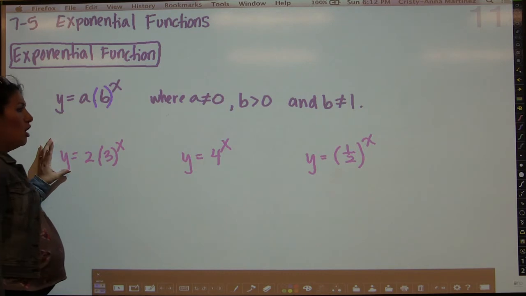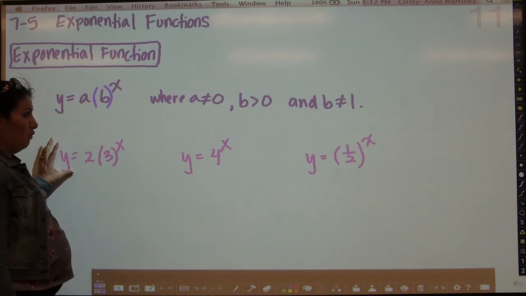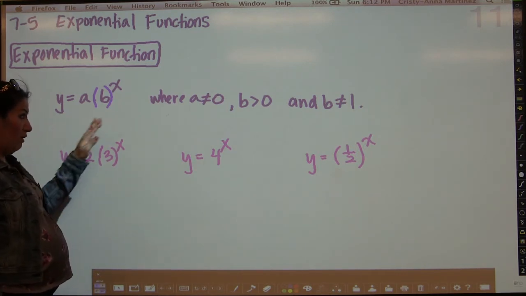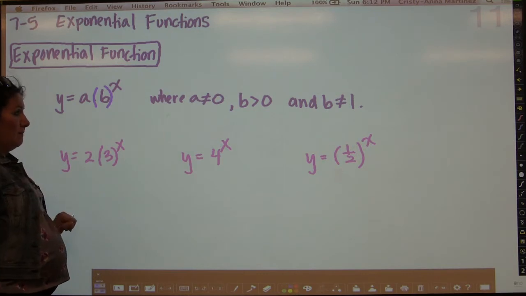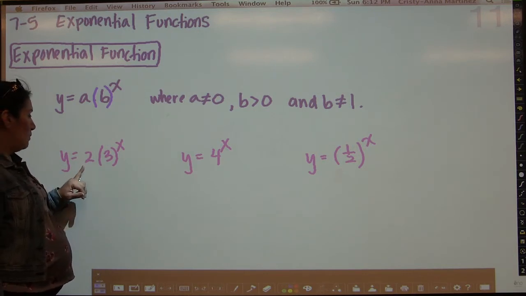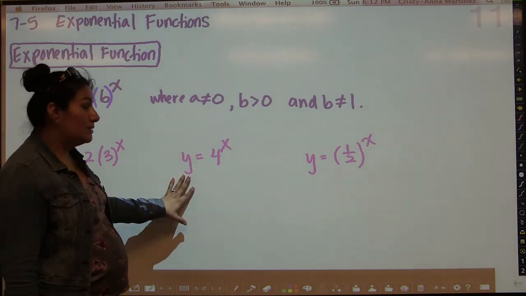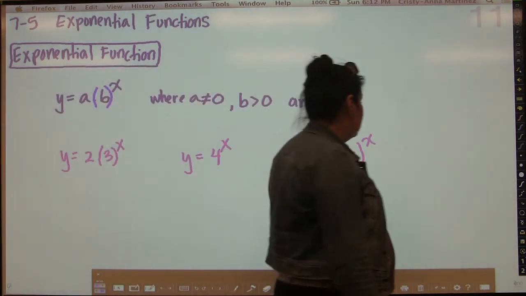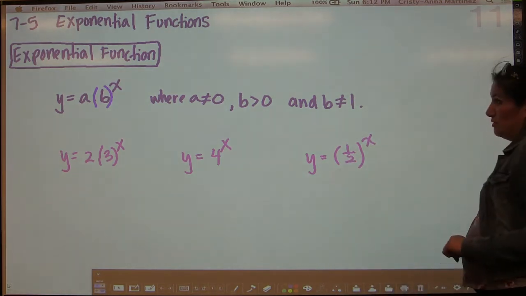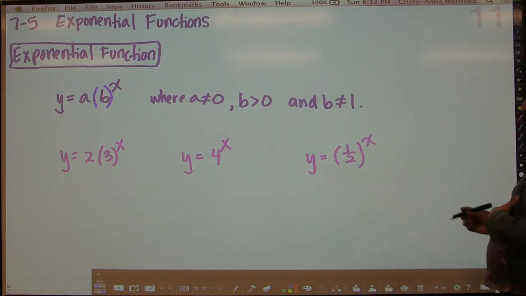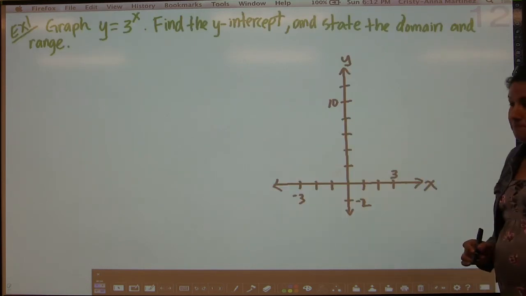So here in pink, we do have some examples of what an exponential function would look like. It follows all of the requirements. We have y equals 2 times 3 to the x. You could have y equals just 4 to the x, or y equals 1/2 to the x. So all of these are examples of what would qualify as an exponential function.